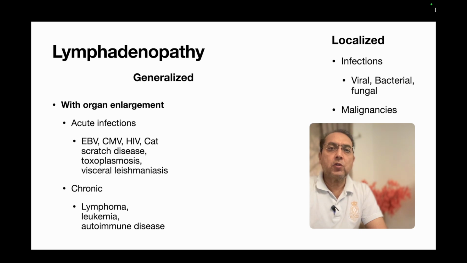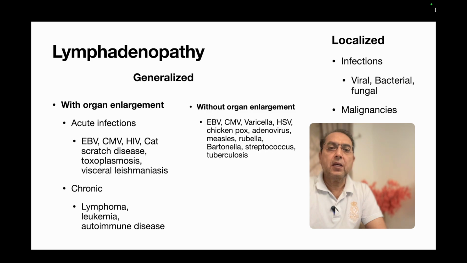And then next you see if the lymph nodes are enlarged without involving the organs. Again, these can be infections like Epstein-Barr, CMV, varicella, herpes simplex virus, chickenpox, adenovirus, measles, rubella, Bartonella, that is cat scratch disease, streptococcus, and tuberculosis. So you can see the infections can cause problems in both ways. They can be with enlargement of the organs and they can be without enlargement of the organ.